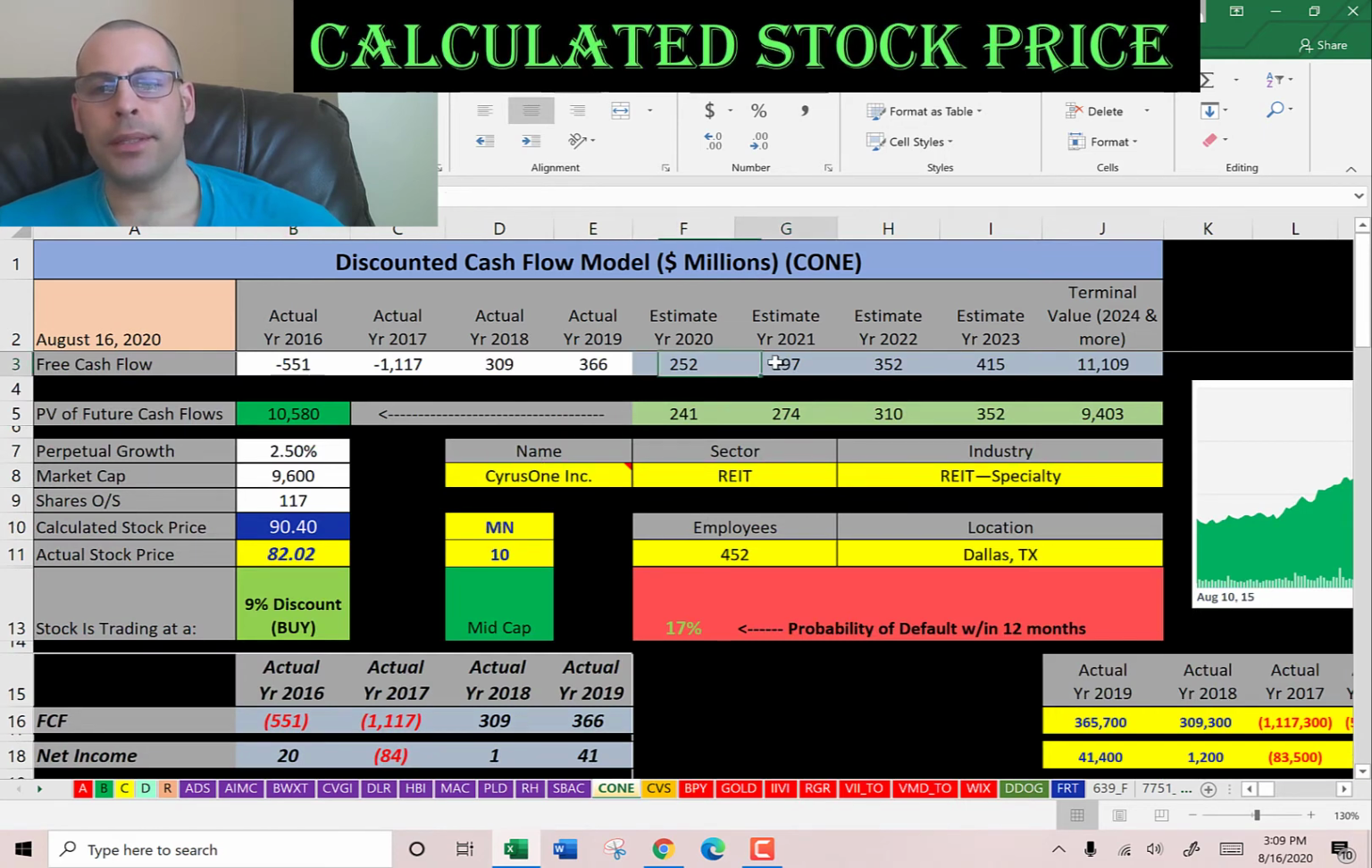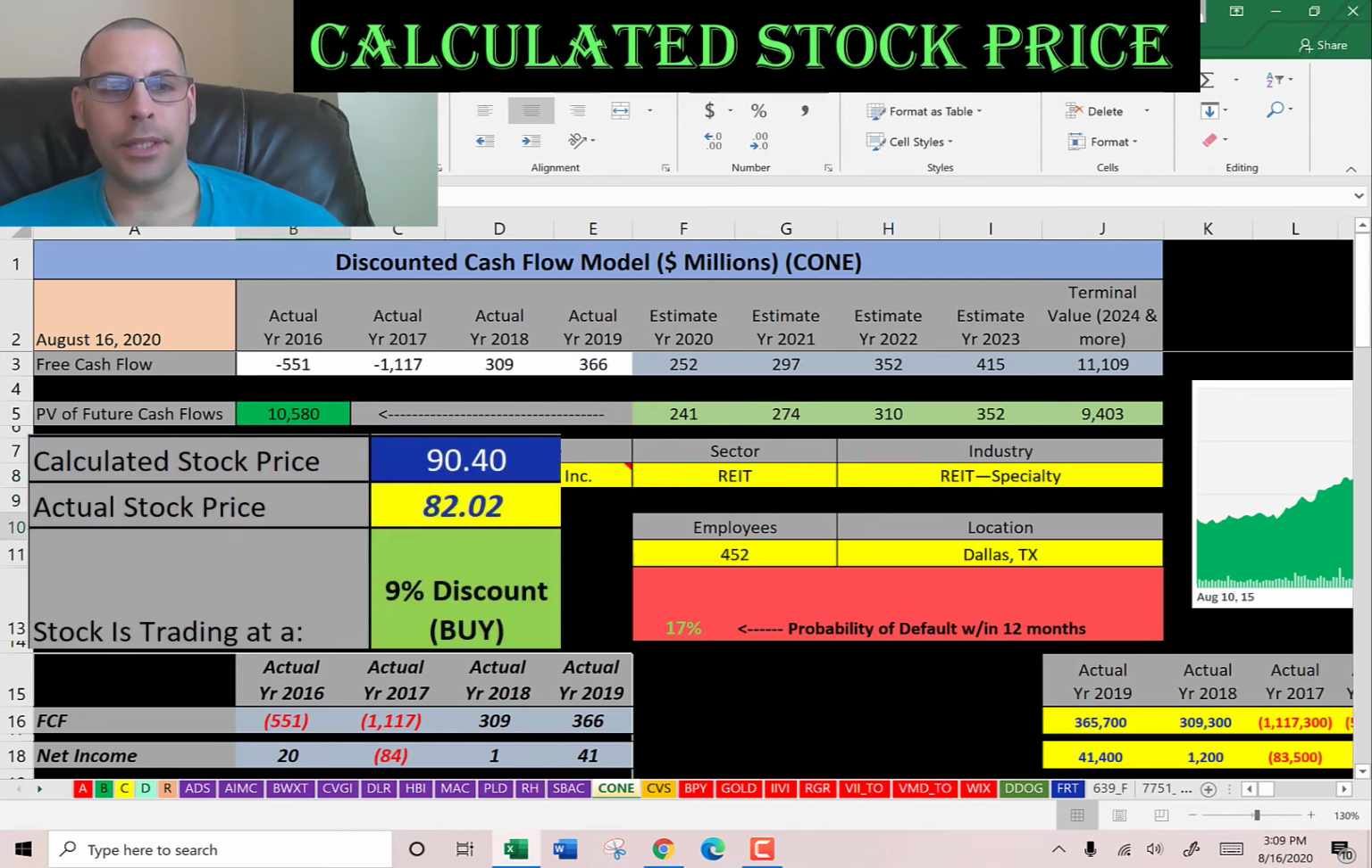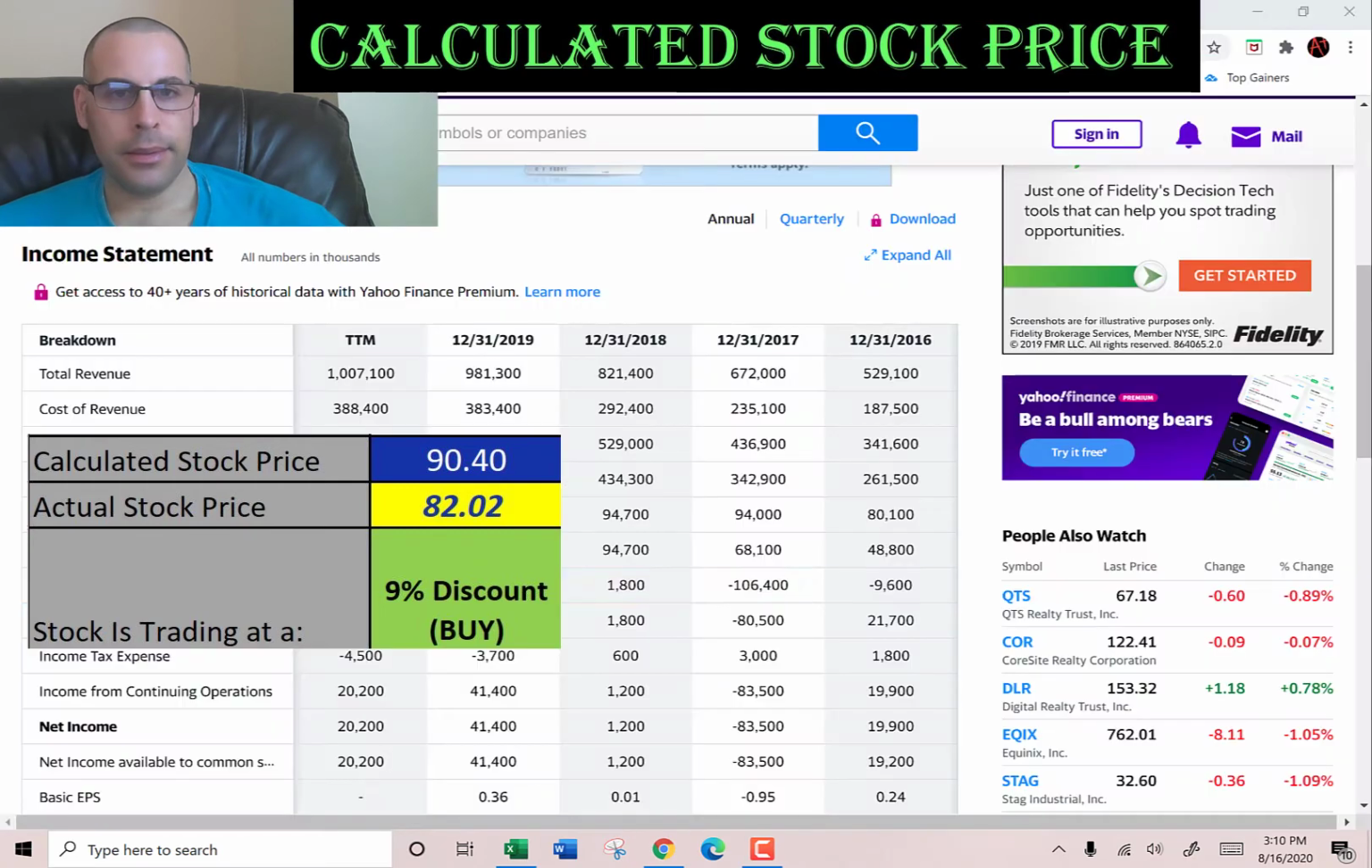We estimated 4 years of future free cash flows. That's here in blue. We also estimated a terminal value, which is all cash flows past year 4. That's 11 billion. We discounted those numbers back to today's dollar amounts, and we get a value of the company of $10.6 billion. We divide that by 117 million shares. We get an intrinsic stock price of $90. It's trading at $82, so it's trading at a 9% discount. So it's a buy according to the model.